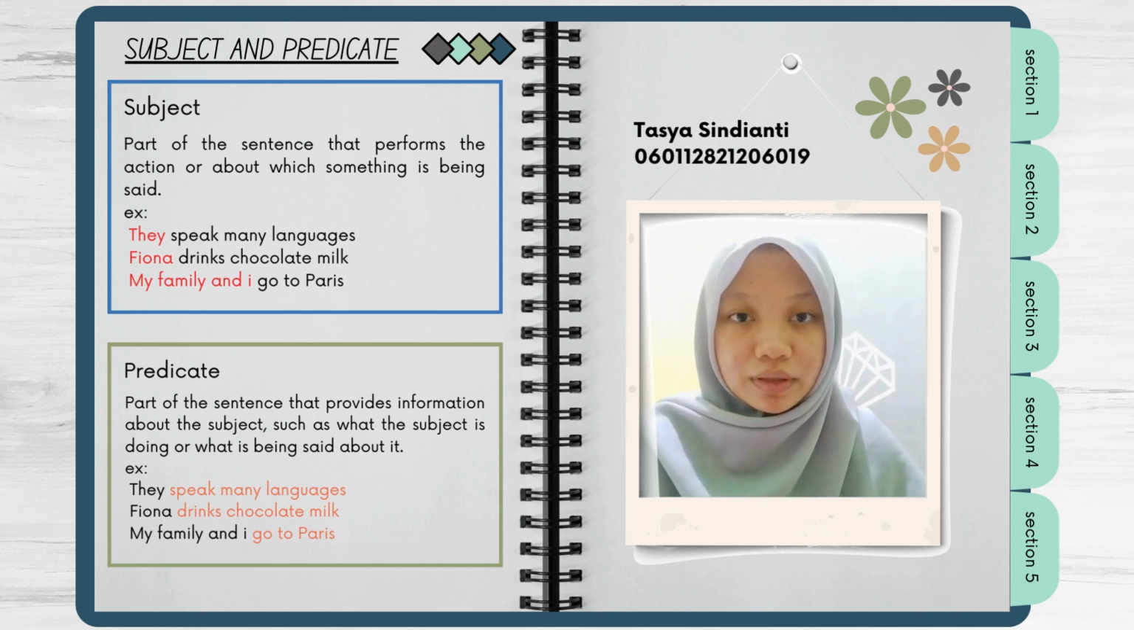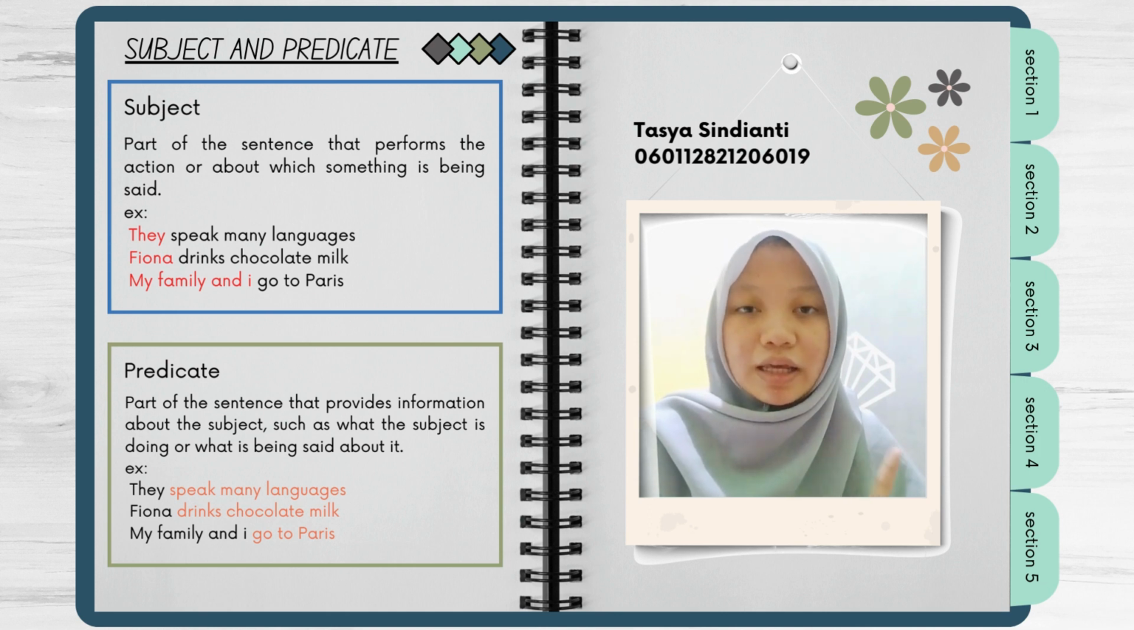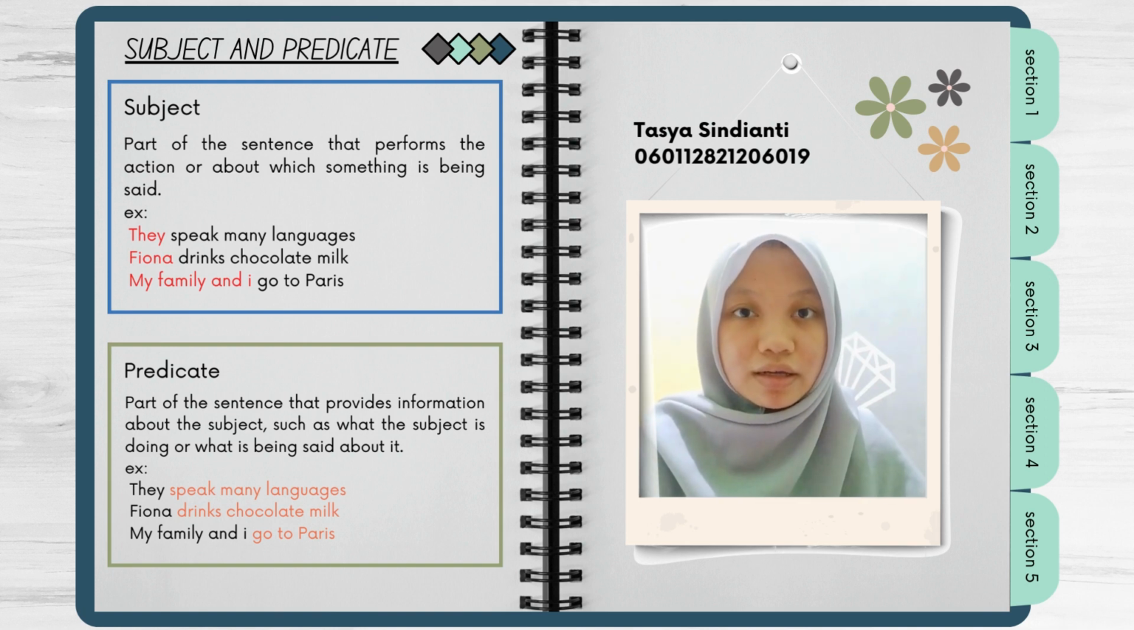For example, they speak many languages. They here is a subject. And the second example is Fiona drinks chocolate milk. Fiona here is a subject. And the last example is my family and I go to Paris. My family and I is the subject.